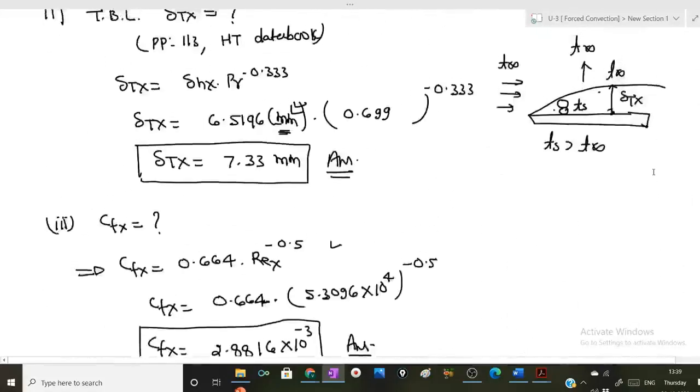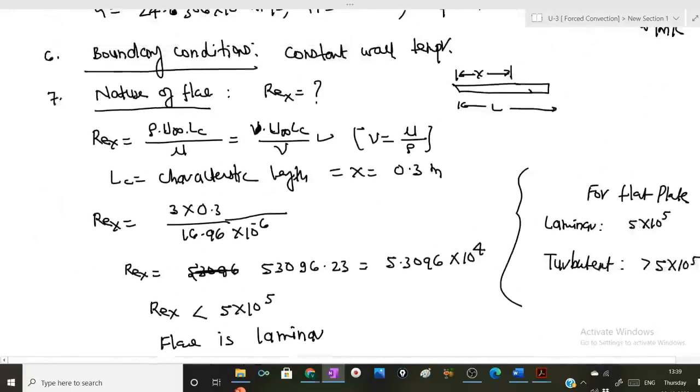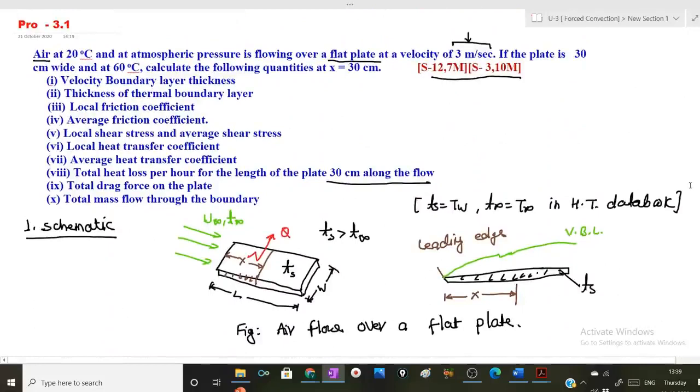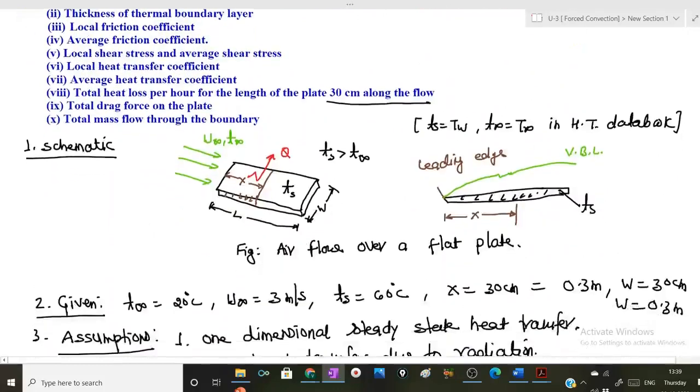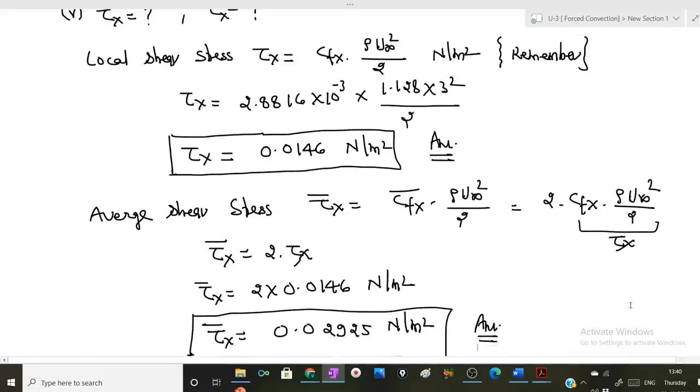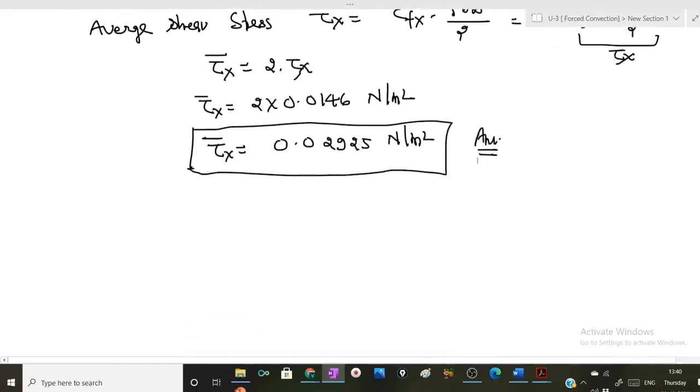Local heat transfer coefficient. Average is also there in combination? No. Local heat transfer coefficient is 6 and average heat transfer coefficient is 7. Okay. So 6 and 7 we can calculate. So once again, local heat transfer coefficient will be Hx. Now once again refer HT data book.